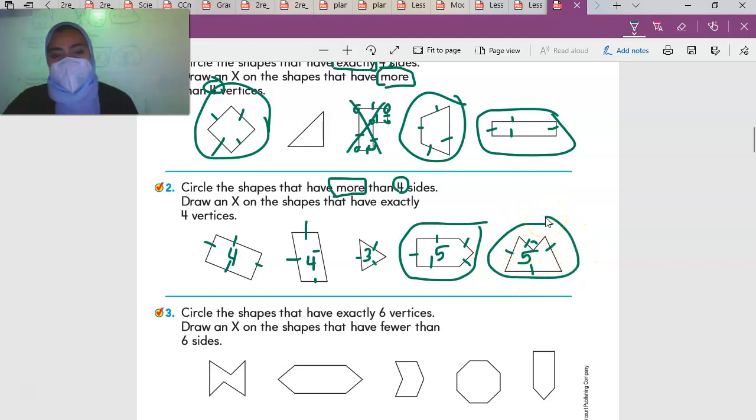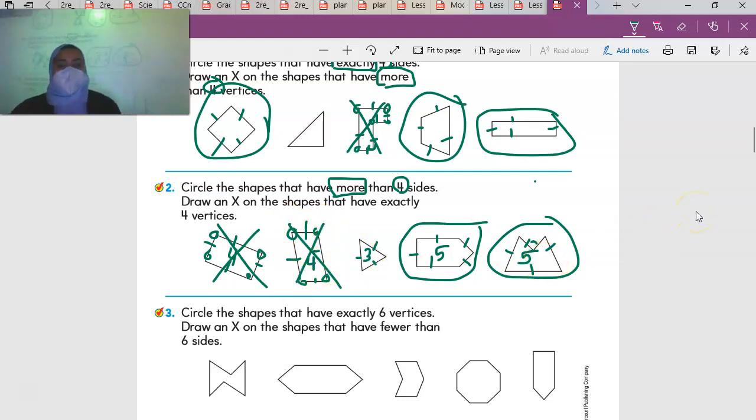Draw an X on the shapes that have exactly 4 vertices. So an X on the ones that have exactly 4. Does this one have exactly 4 vertices? Yes, circle those vertices for me, please. That shows me that you know what a vertex is. So circle that. I mean, X that. Draw an X on the shapes that have exactly 4 vertices. So this one has exactly 4. Put an X on that. And that one has 3, and these two already have 5.